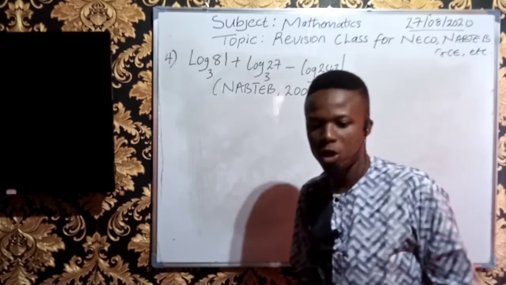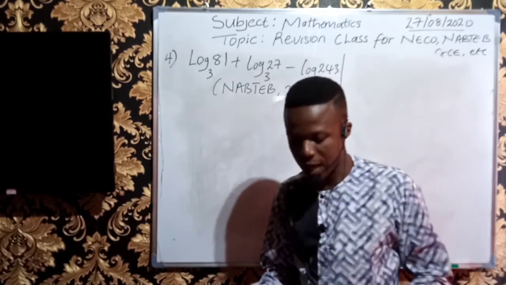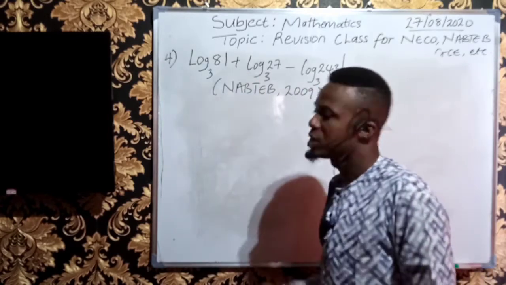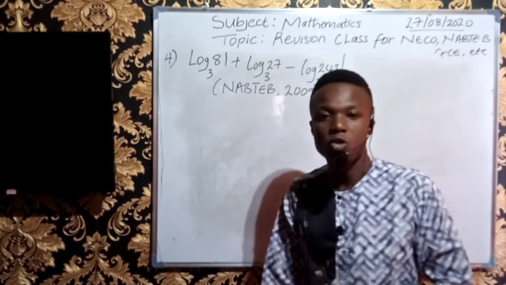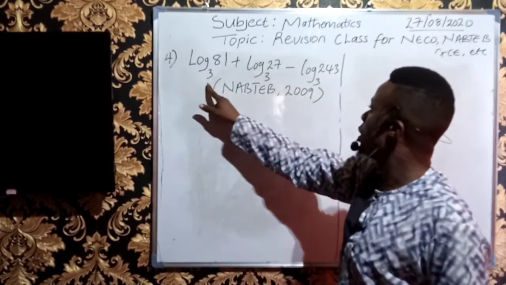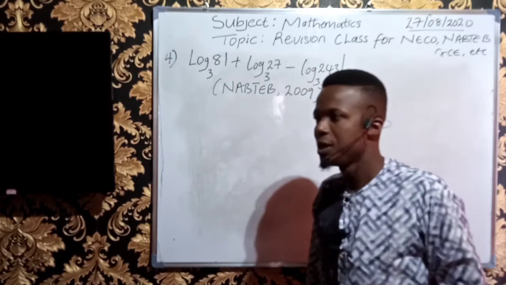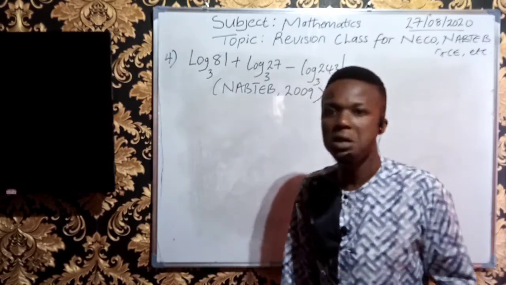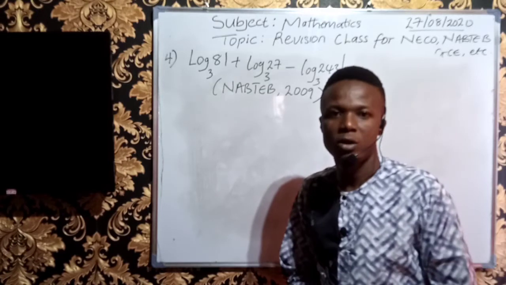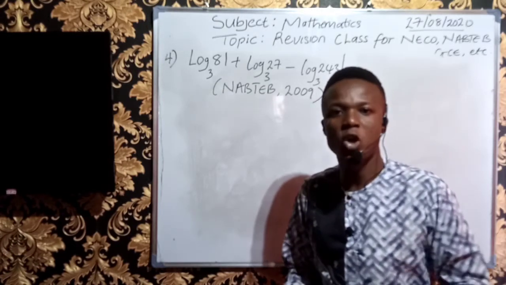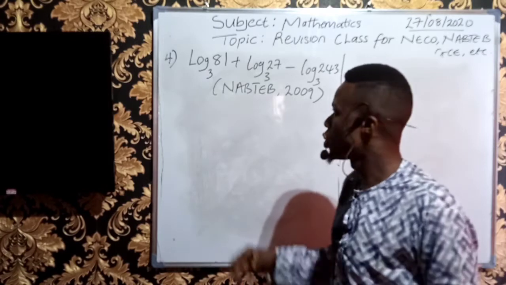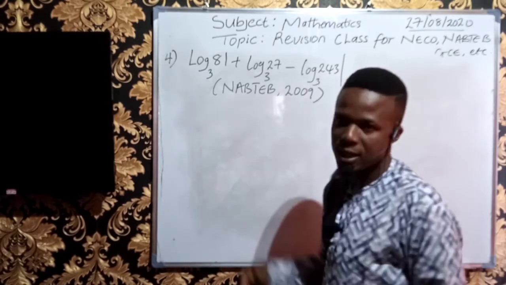Now, if you remember the laws of logarithm, you will find out that whenever you see addition sign, you are multiplying, and whenever you see the subtraction sign, you are dividing, provided that all of them are given in the same base. If they are not given in the same base, it means that you cannot just apply the law immediately. You must do something to make them to be in the same base, or you solve independently. So we are lucky here, all of them are in the same base.